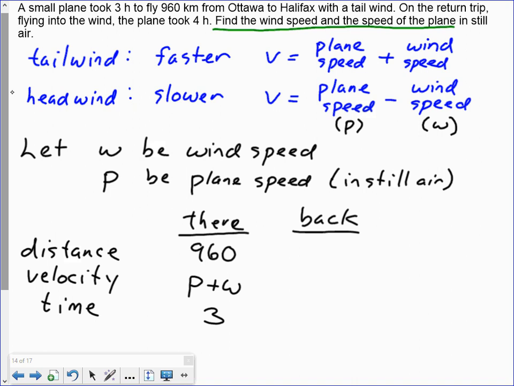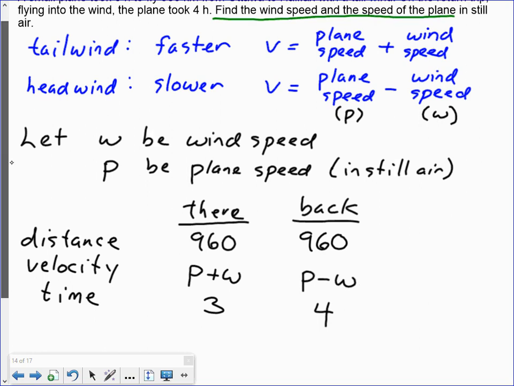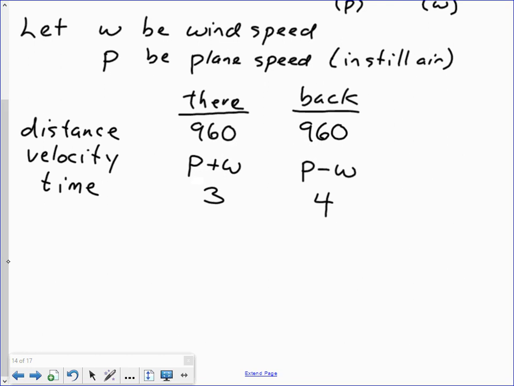On the way back, it still has to travel 960 kilometers. It's still the same distance. This time the trip is taking 4 hours. And if we're going the opposite direction, rather than a tailwind, we have a headwind. So our plane is going to be going slower on the way back. So our velocity is the plane speed minus the wind speed. We can take this information that we have here and develop it into equations. And we can just use that distance is velocity divided by time.